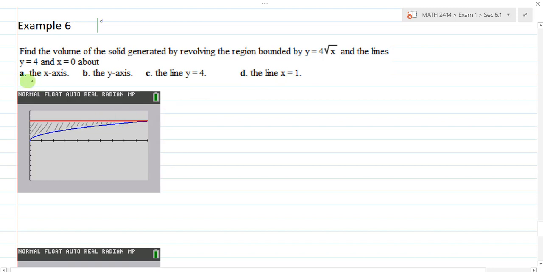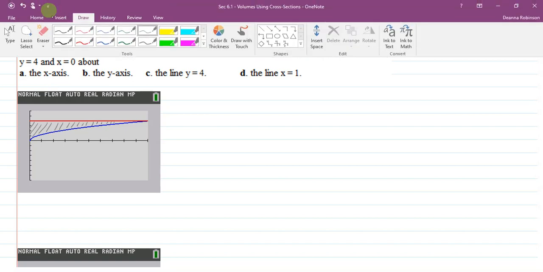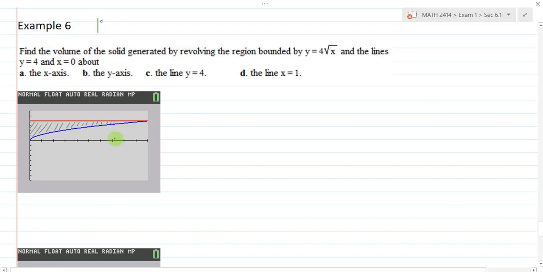So in part A here, I want to revolve this about the x-axis. When I revolve this about the x-axis, will I have a solid shape or a hollow shape? Hollow. The way you determine that is you look at the axis. If the shaded region is touching everywhere along that axis, it's solid, we would use the disk method. Because this is a hollow shape, we're going to use the washer method.